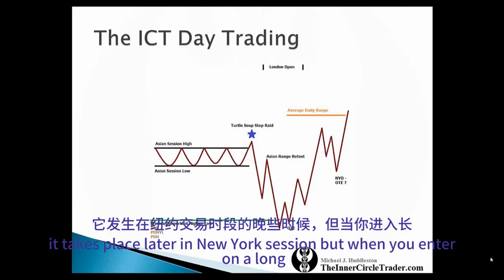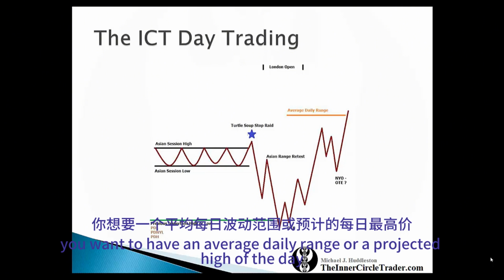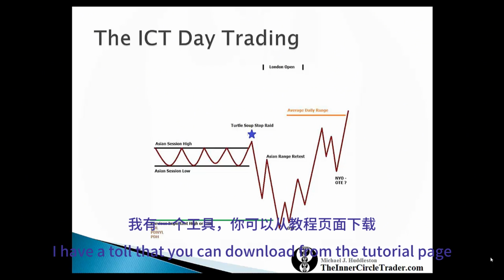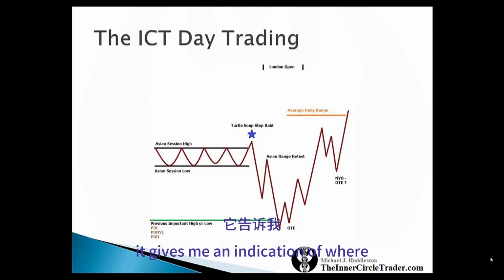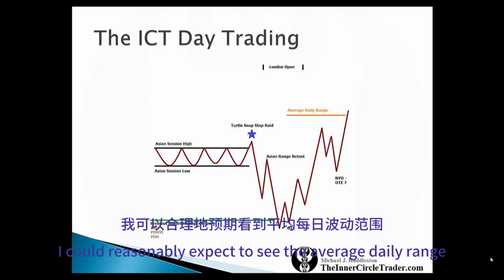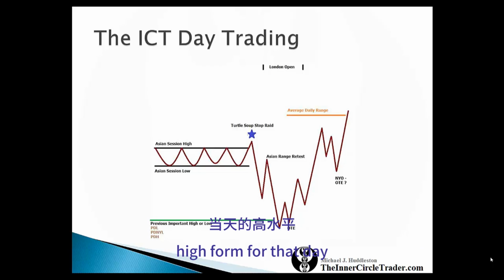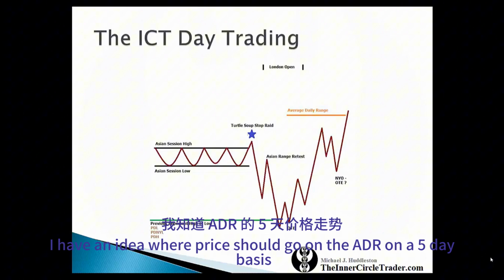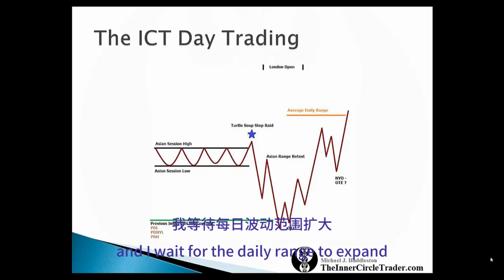But when you enter on a long, okay, you want to have an average daily range or a projected high of the day. Okay, and there's many ways to do that. I have a tool that you can download from the tutorial page. It gives me an indication of where I could reasonably expect to see the average daily range high form for that day. And what I'll do is I wait for time and price to meet. So in other words, I have an idea where price should go on the ADR on a 5-day basis, and I wait for the daily range to expand.